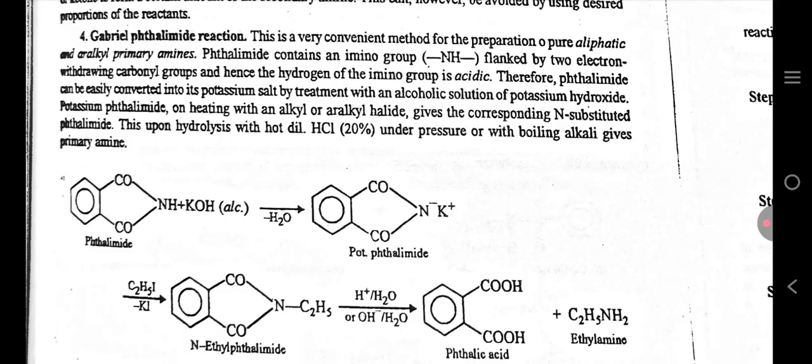Gabriel phthalimide reaction. This is a very convenient method for the preparation of pure aliphatic and aralkyl primary amines. Phthalimide contains an imino group flanked by two electron withdrawing carbonyl groups, and hence the hydrogen of the imino group is acidic. Therefore, phthalimide can be easily converted into the potassium salt by treatment with an alcoholic solution of potassium hydroxide. Potassium phthalimide on heating with an alkyl or aralkyl halide gives the corresponding N-substituted phthalimide. This upon hydrolysis with hot dilute 20% HCl under pressure or with boiling alkali gives primary amines.